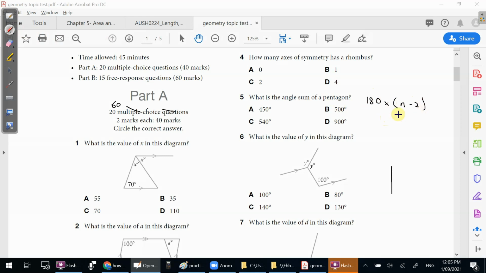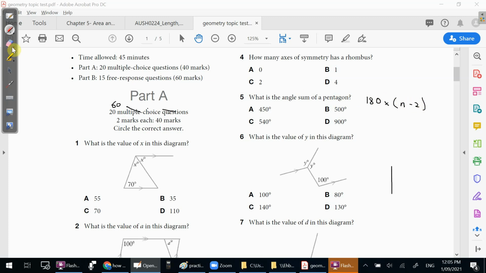So if you think of it, a triangle has 3 sides. To test this out, 180 times 3 minus 2 is 180. A square, rectangle, quadrilateral has 4 sides. So 180 times 4 minus 2 is 360. So you find out that n is the number of sides. A pentagon has 5, so it's 180 times 5 minus 2, which is 180 times 3.